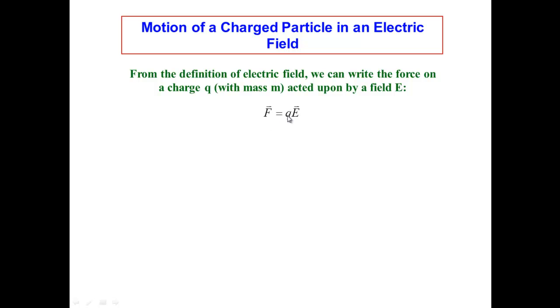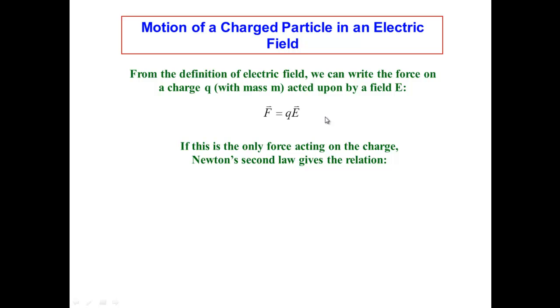And so again, if the charge is positive, then the force will be in the same direction as the electric field. If the charge is negative, it will be in the opposite direction. So, if that's the only force that's acting on the charge, then we can also employ Newton's second law to take the force in terms of the electric field and relate it to the acceleration of the charge. So that assuming it has a mass m, this force QE is equal to the mass m times the acceleration a, and solving for a, we get QE divided by m.